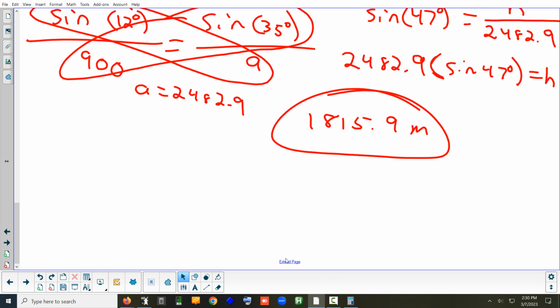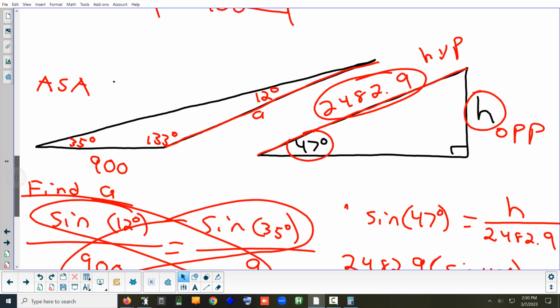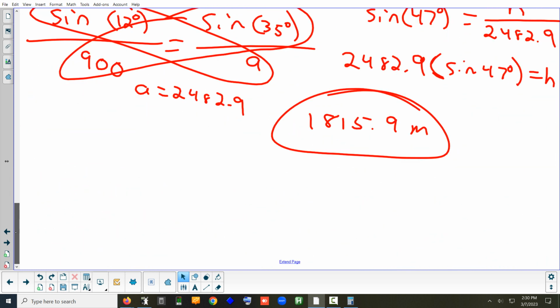So the tough thing about that is you couldn't find what you wanted directly. You had to find something else first to then be able to find what you wanted. But the key is really making a diagram and looking for the two triangles when you've got it. Okay. Any questions on that? So that finishes up the law of sines.